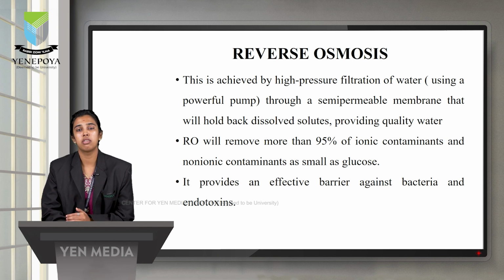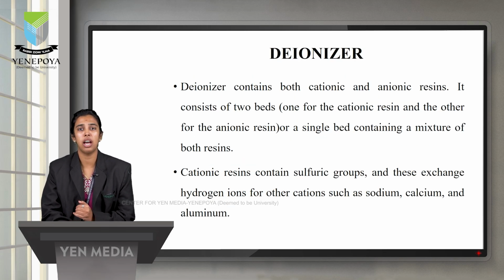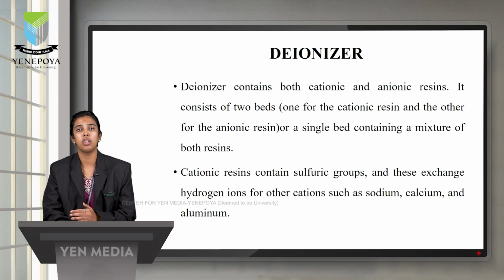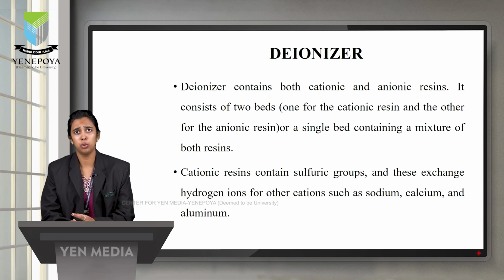It provides an effective barrier against bacteria and endotoxins. Next, we have the deionizer. This deionizer is not mandatory for all units to have. It is optional. The work of the deionizer is to remove the anionic and cationic ions which are still present in the water. It consists of two beds, one cationic resin and the other anionic resin, or a single bed with a mixture of both resins.